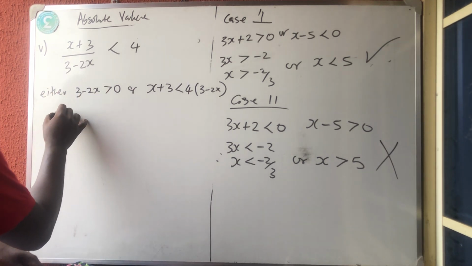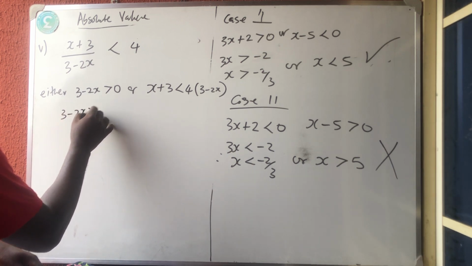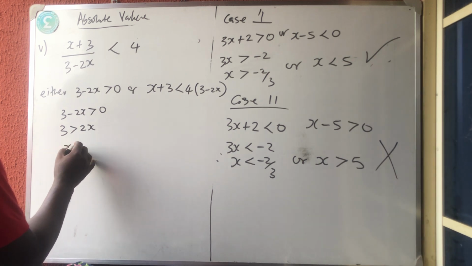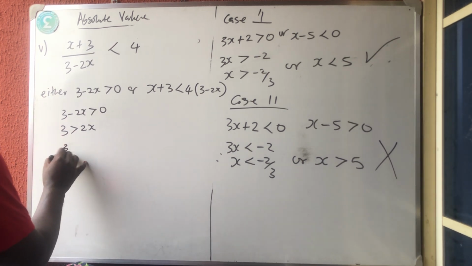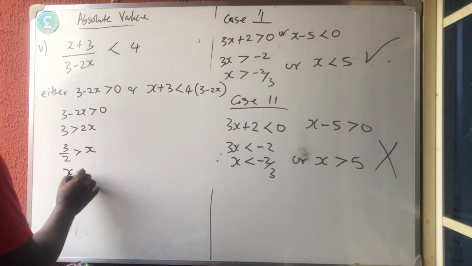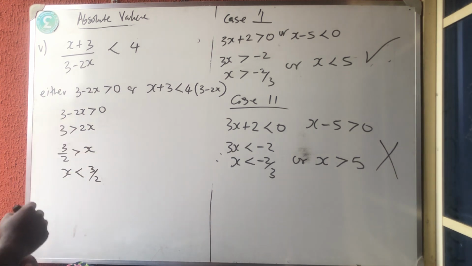We're going to have that 3 minus 2x is greater than 0. So 3 is greater than 2x. So 3 over 2 is greater than x. So x facing this way, 3 over 2.